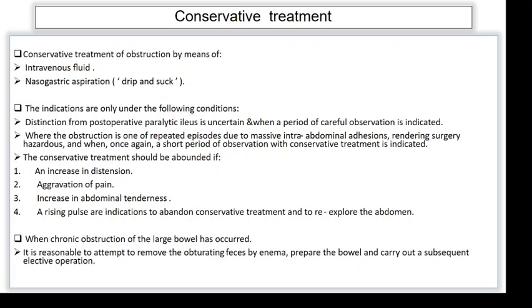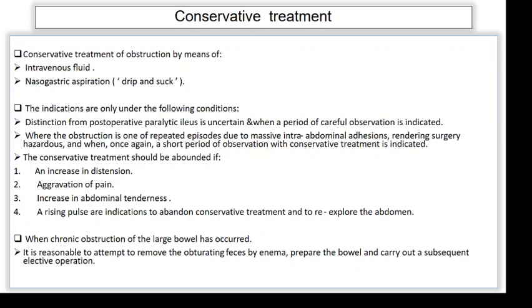Conservative treatment can be done as a first line in intestinal obstruction by giving the patient intravenous fluid, inserting a nasogastric tube, and doing nasogastric aspiration. The indications of conservative treatment are only under the following conditions. Number one, when the distinction between postoperative paralytic ileus and mechanical obstruction is uncertain.